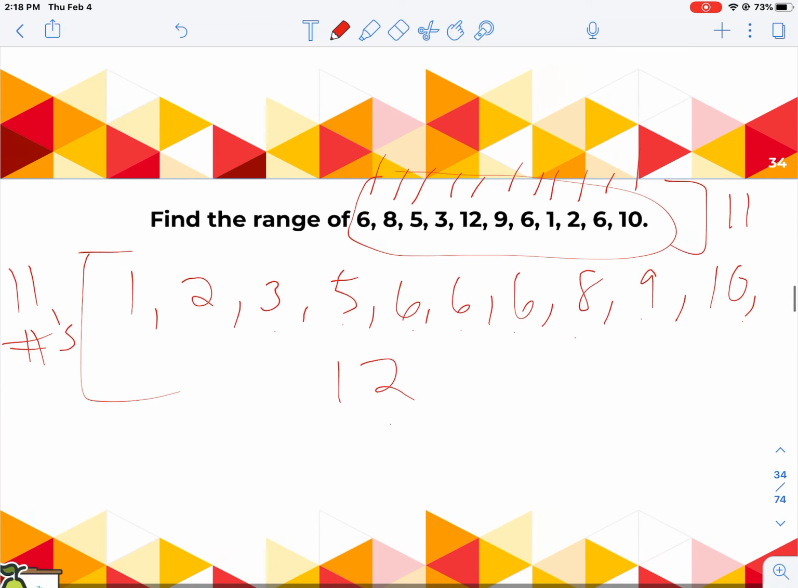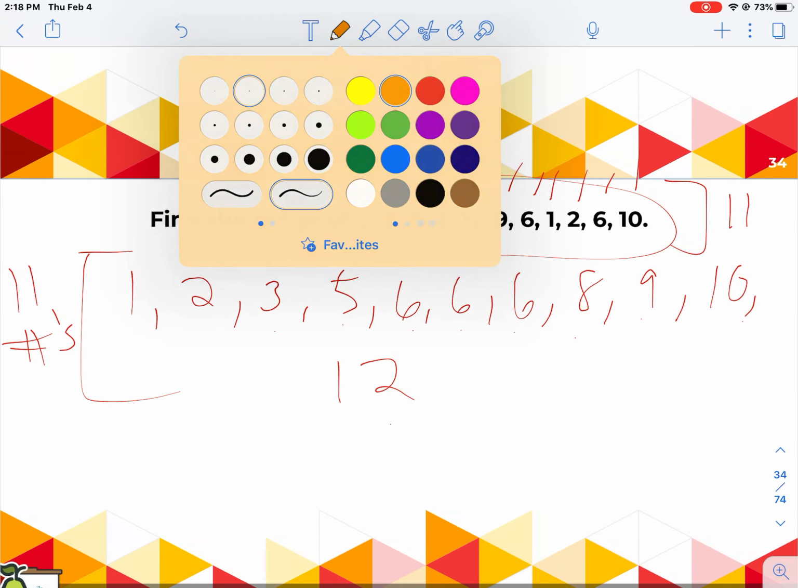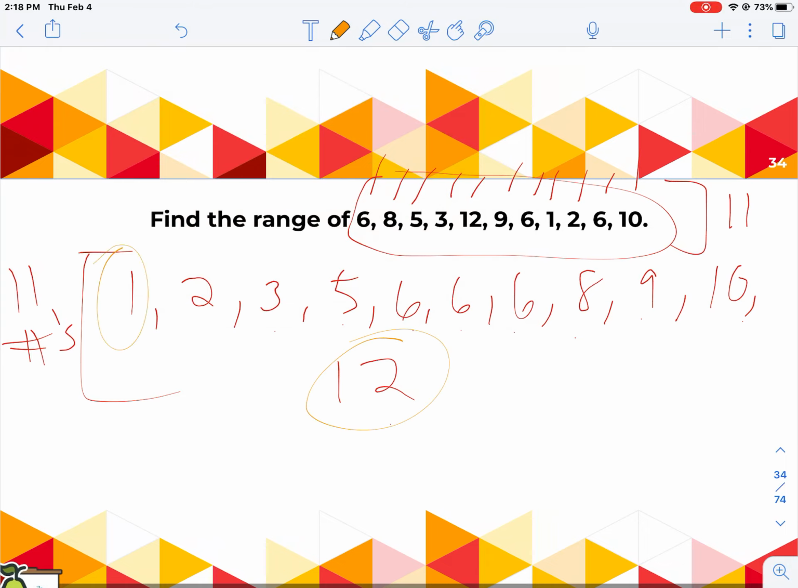And then the range actually does end up being 11 also. We're going to take the biggest value, 12, and subtract the smallest one. So 12 minus 1 equals 11. That's the range. So the range of values is 11. The range can just tell you how far to go in a data set, how high it goes minus how low it goes.